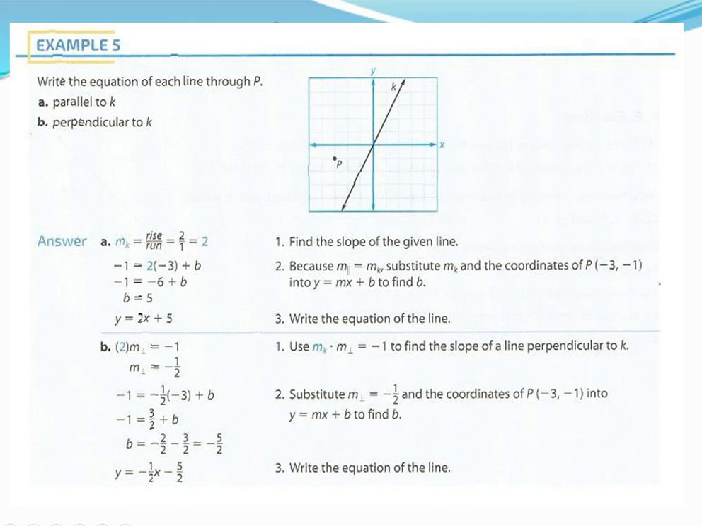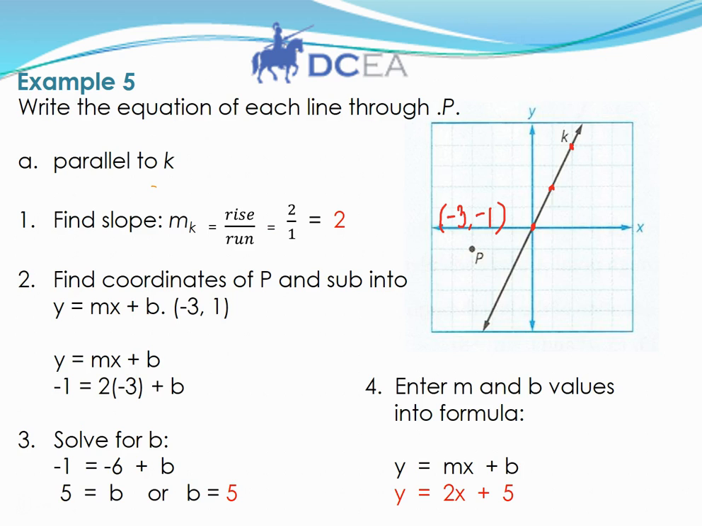This is what example 5 looks like in your book, and it's a lot of information. What I want you to do is go ahead and rewrite this as an example as I'm going along and showing you. So we're going to look at the first part of example 5. They ask you to write the equation of a line through point P. So let's look at the graph.